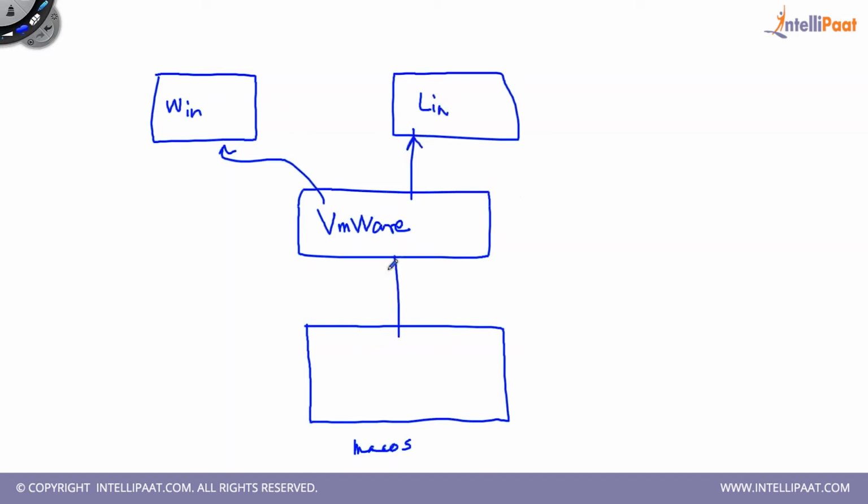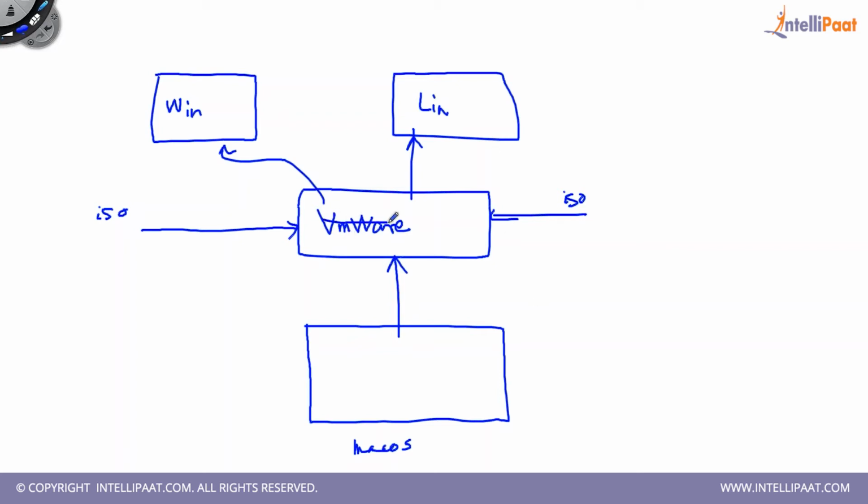Now, while installing, we'll have to give the operating system. We'll have to provide the ISO image or the disk from which VMware will install the operating system. Similarly, for Linux also it is the same. You'll have to provide either an ISO image or a disk which VMware will use to install the operating system from.